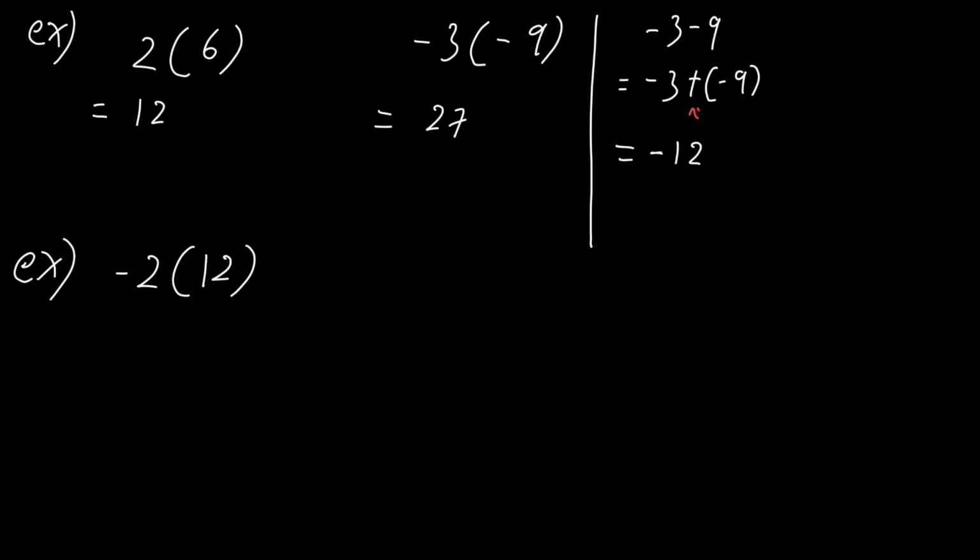Again, we have another one. -2 times 12. That's a different sign, so just directly you put negative. And to help you calculate it, you can write it like that. 2 times 2 is 4. And 1 times 2 is 2. So -24.